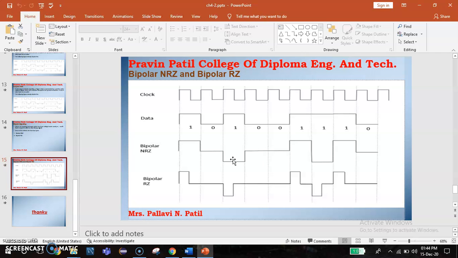These are the line coding techniques. Basically there are three types: unipolar, polar, and bipolar. In unipolar we have NRZ and RZ. In polar we have NRZ and RZ. In bipolar we have AMI. These are the techniques of line coding.